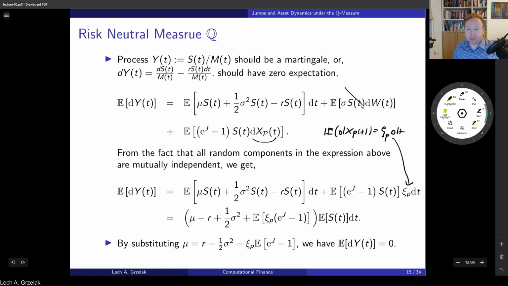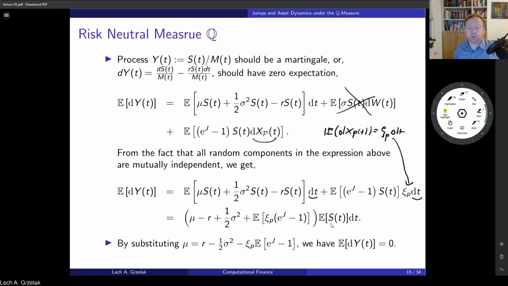So, like I mentioned, this expectation is simply zero. So this is what we have here. If we go further, we know that we have here mu. Okay, let's take a look. We have two dt terms, one dt term here, one dt term there. And we also have a common factor, which is St everywhere, as you can see. So we can take it outside.